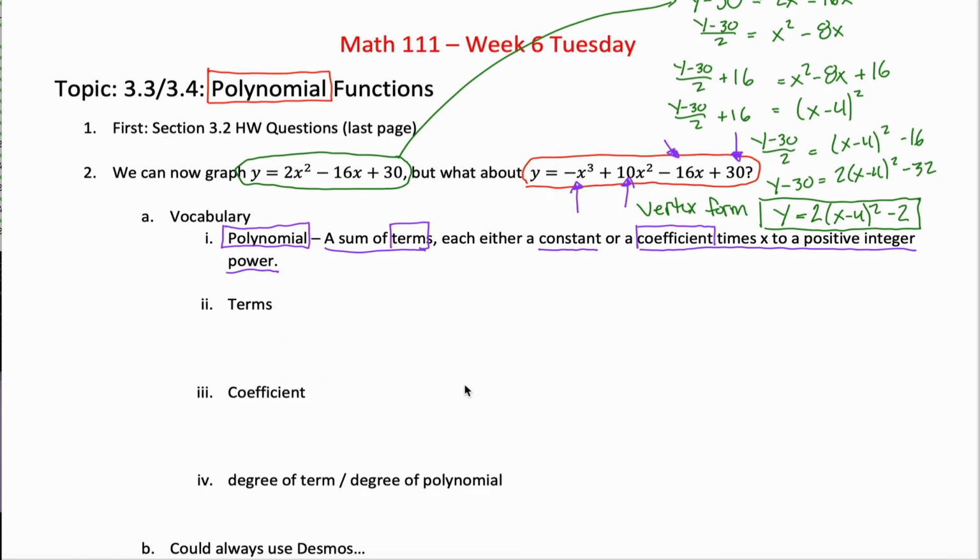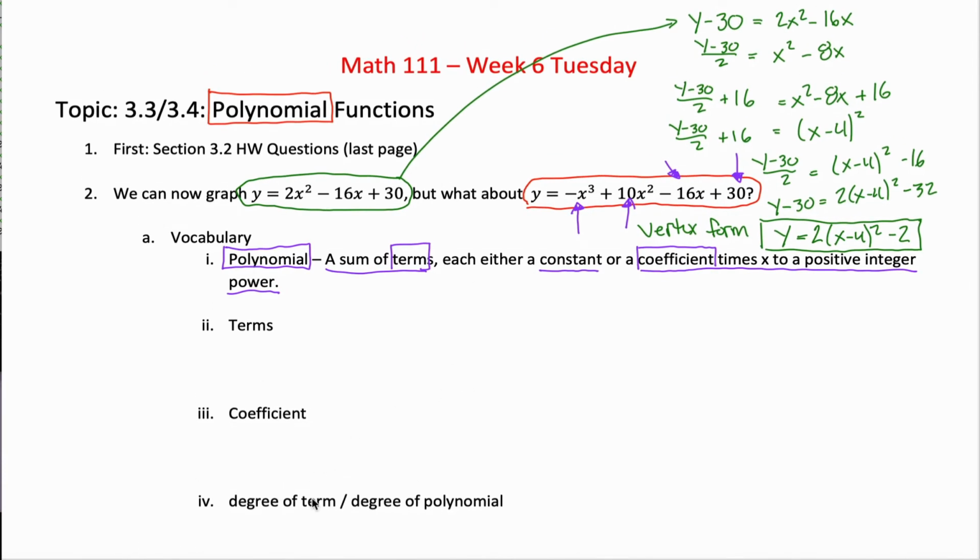One more vocabulary word that I should probably mention is the degree. Degree is a little bit tricky because it has 2 different meanings, similar but slightly different, depending on the context you use it in. So each term has its own degree, and all the degree of the term is the power that the exponent is raised up to. So this term right here is degree 3. This term right here is degree 2. This term right here is degree 1. And we typically say that constant terms have degree 0. But you don't really have to worry about that.